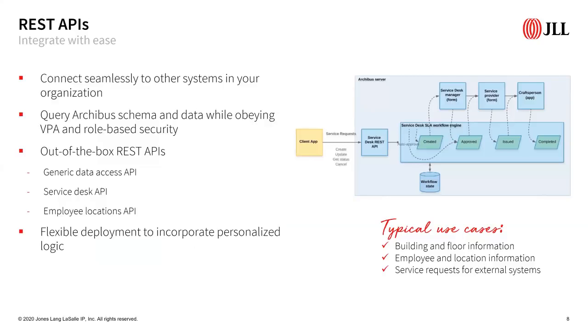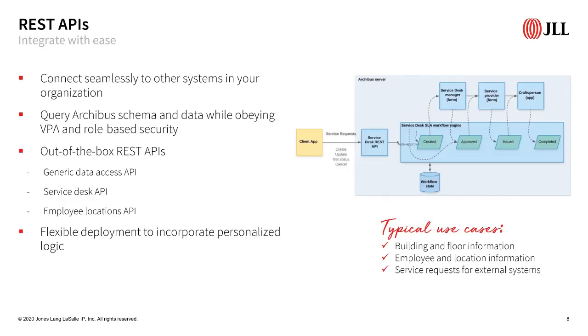In addition to providing a REST API framework, Archibus also offers a series of out-of-the-box REST APIs that are plug and play between your Archibus system and additional software platforms within your organization. These include a generic data access API, making it easy to migrate and export data between systems. An example of this would be exporting up-to-date Archibus building information for one or potentially several buildings to use in an external system that maybe you might use for GIS or even something such as capital planning.